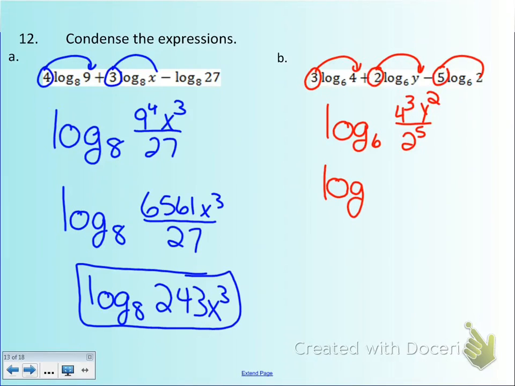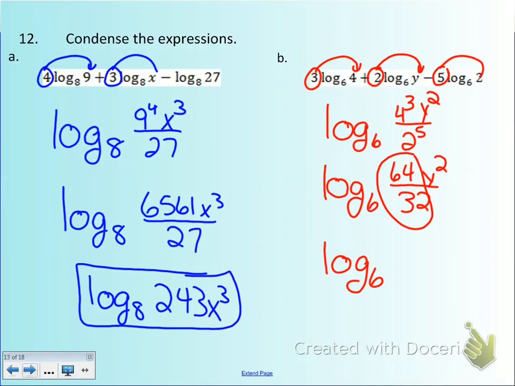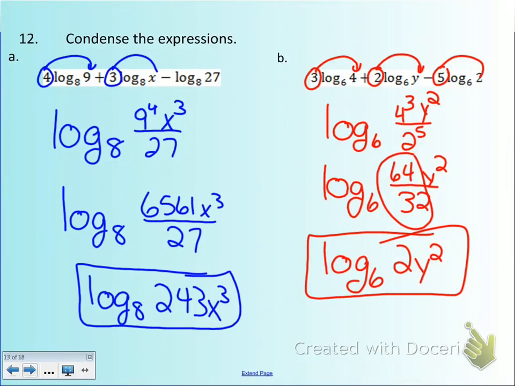So we have log base 6. 4 to the 3rd power is 64. And then y squared. And then on the bottom, 2 to the 5th is 32. So we have log base 6. We're going to simplify this fraction part. 64 divided by 32 is 2. So we have 2y squared. And that is your final answer.